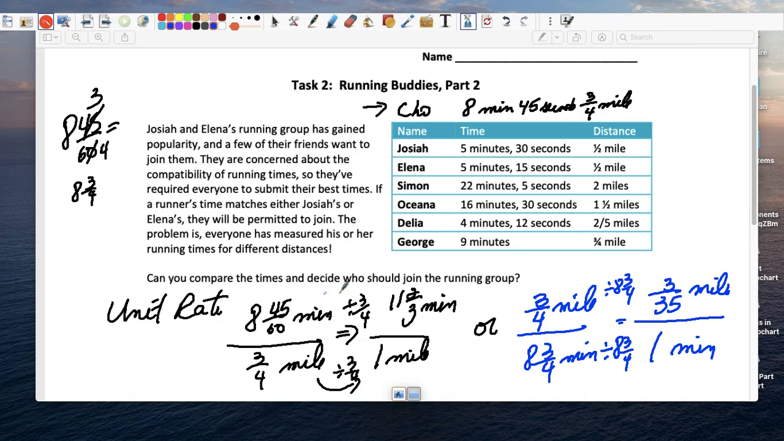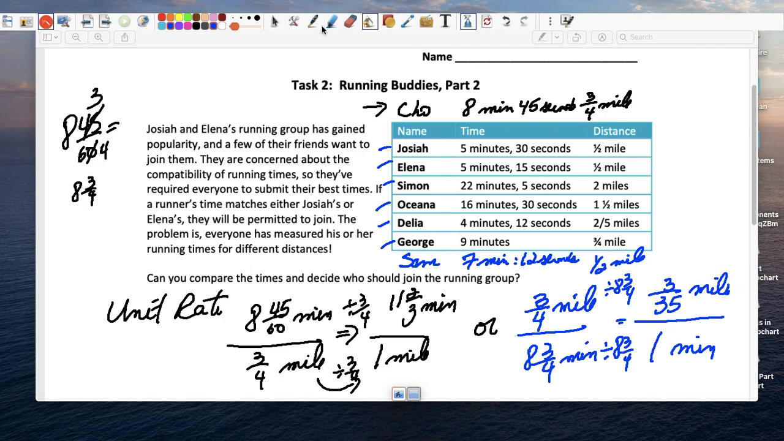Now let's just say that the following people, Josiah, Elena, Simon, Oceana, Delia, and George, want to run with me. Well, I've got to figure out if their time is the same as mine, because we want to run together. So I'm going to create one more person, and I'll call her, I don't know, Sam. And let's say Sam went running, and it took her 7 minutes and 12 seconds, and she did half a mile.